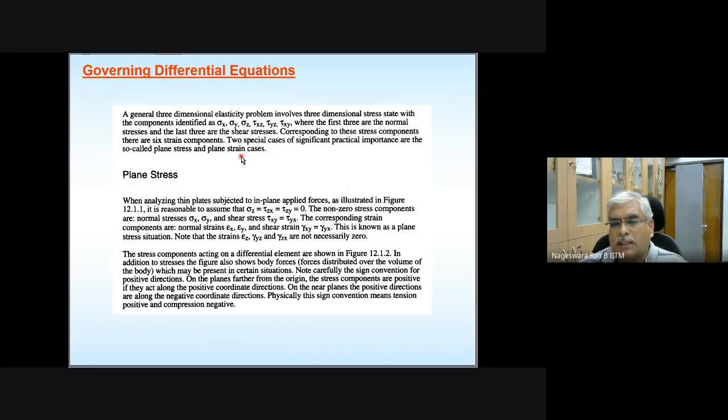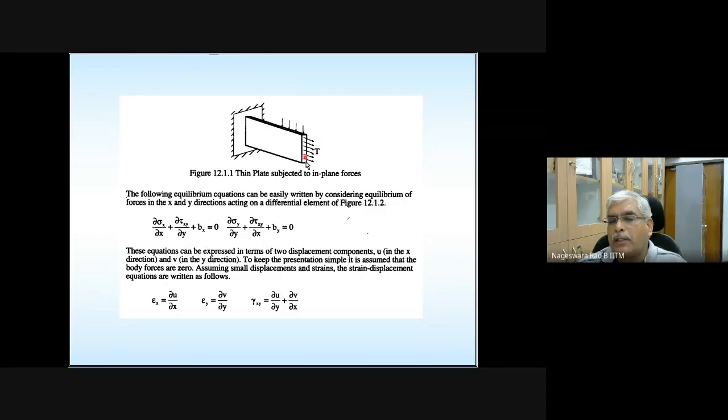So what is plane stress? When analyzing thin plates subjected to in-plane forces. Here you can see a plate shown, and please note that when I say plate, don't think we are going to discuss plates and shells. That plate is different. Here imagine there is something looking like a projection, a cantilever beam. It's not really a cantilever beam, and it is fixed here.